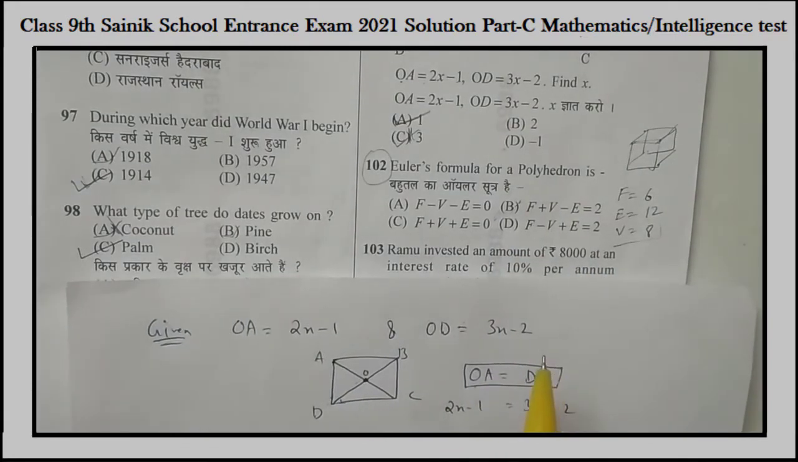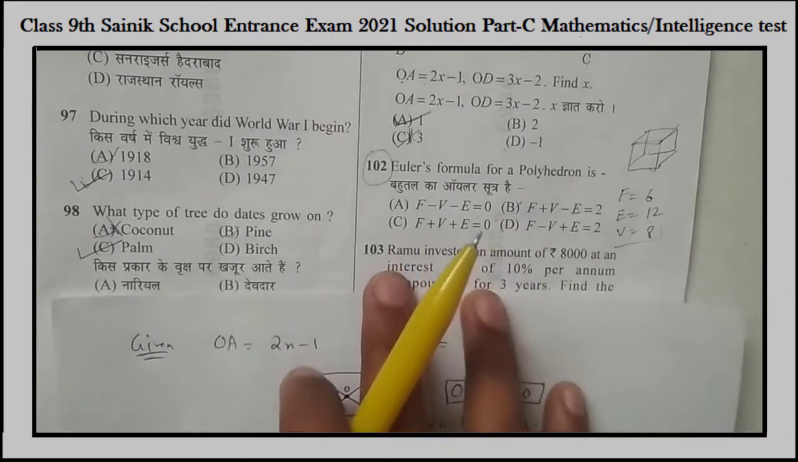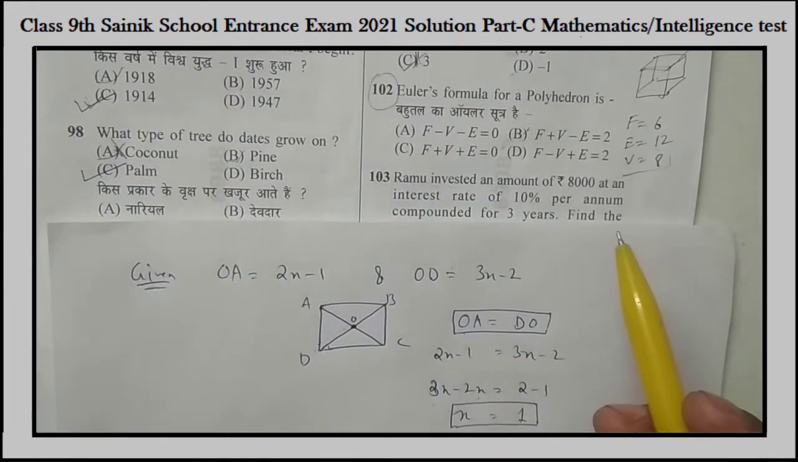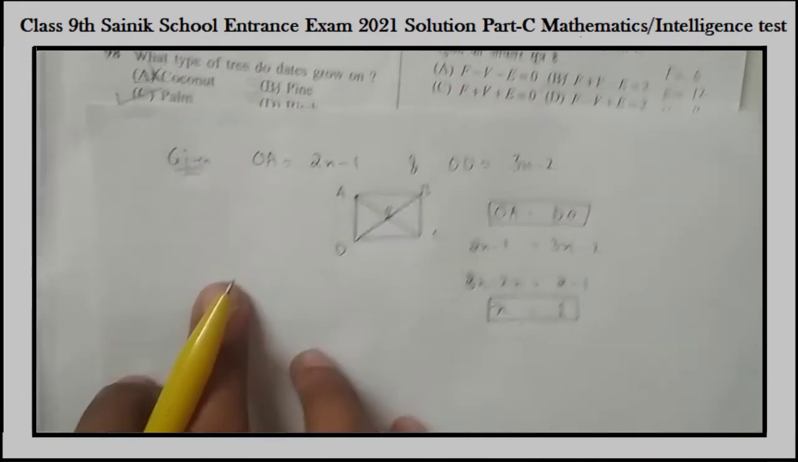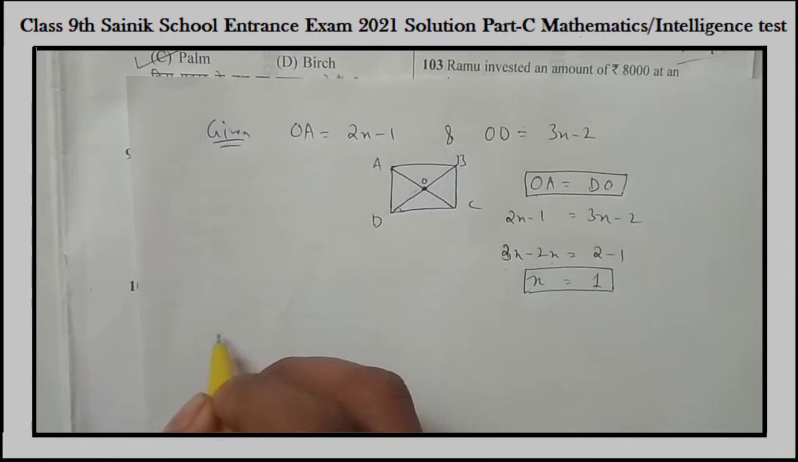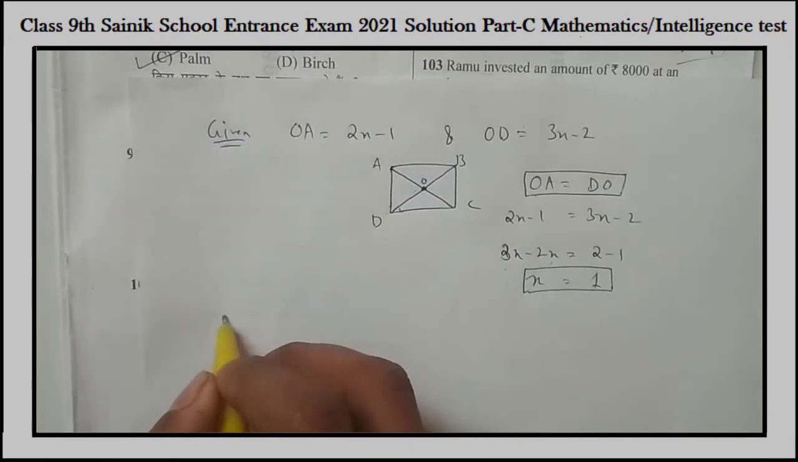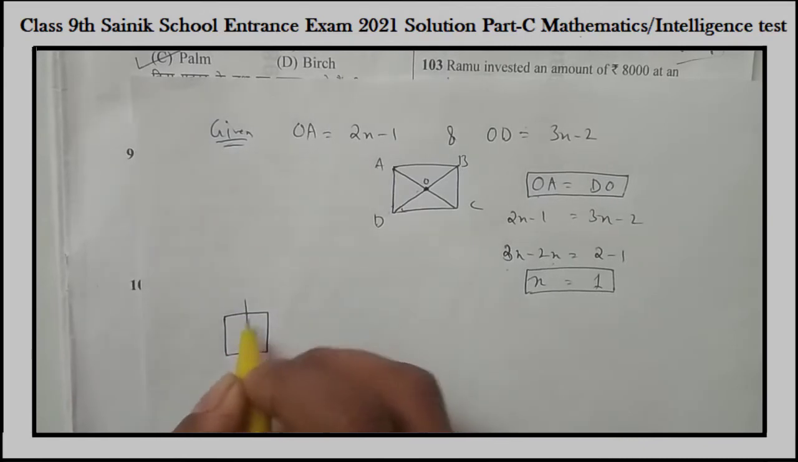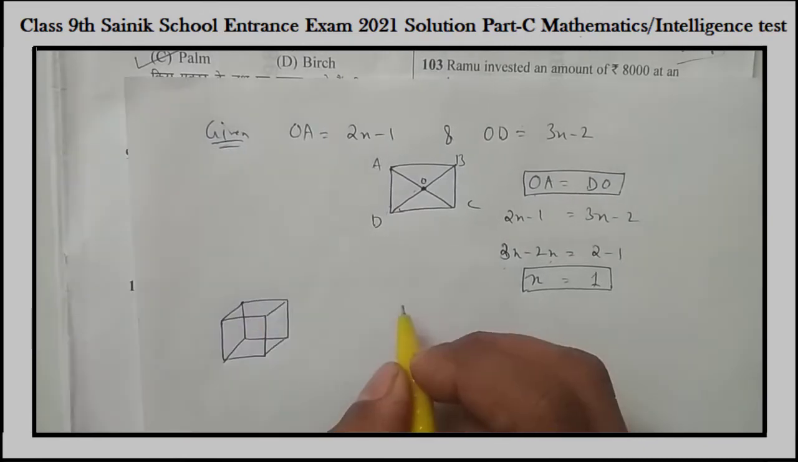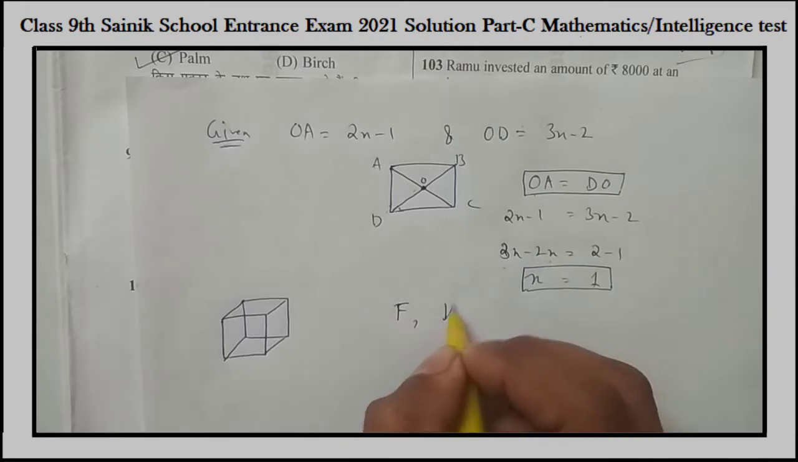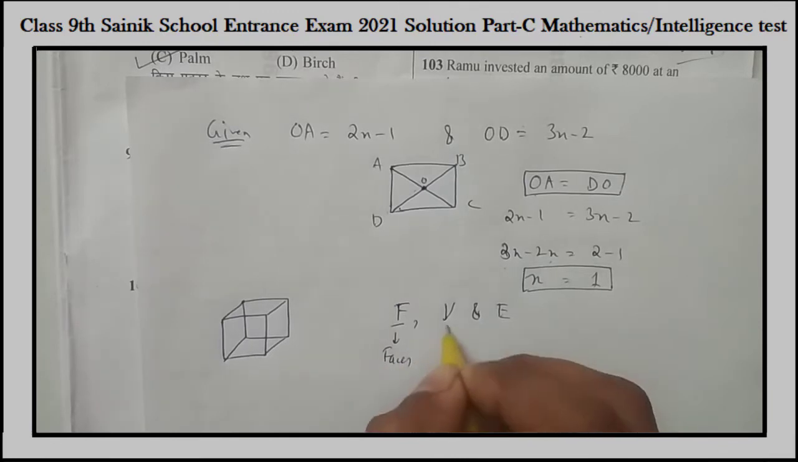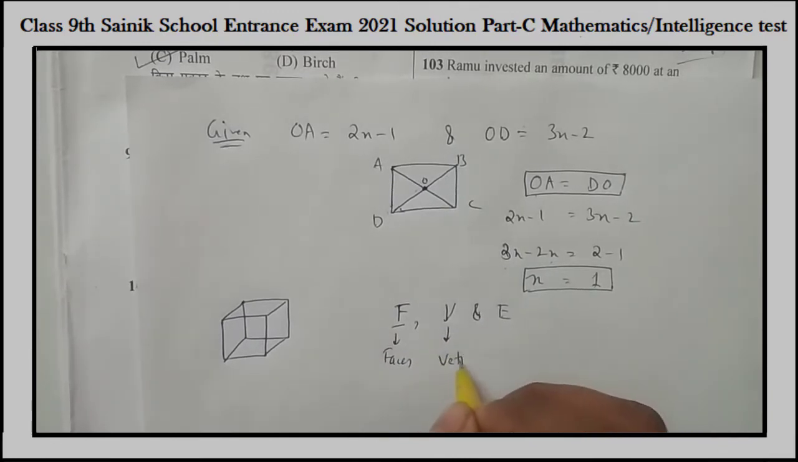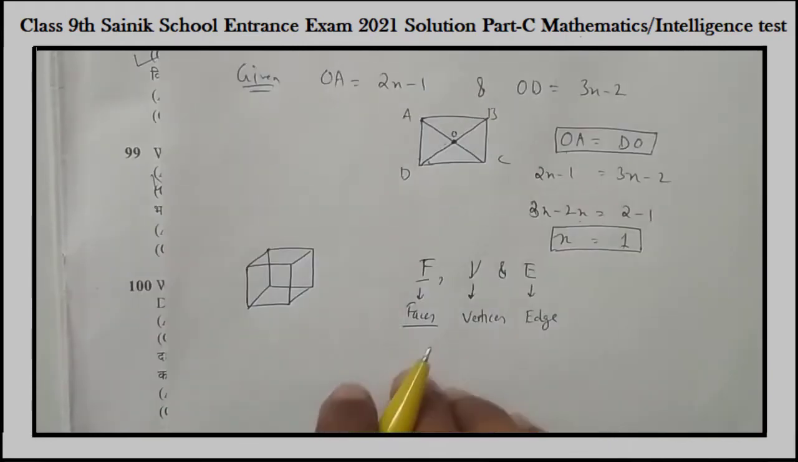Euler formula for a polyhedron is. This is basically, you have to remember the formula of Euler. But if you don't know, we can find it with another method. The method will be, let us assume a cubical box. Okay. Euler formula has F, V and E. What does this mean? F means faces, V means vertices, and E means edges.